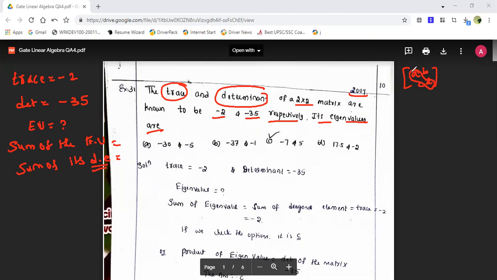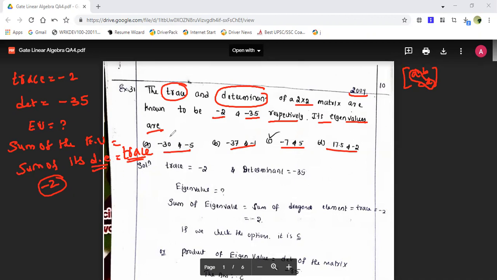Sum of the diagonal elements is also called the trace. Trace is nothing but the sum of the diagonal elements, which is given as minus 2. So from this only we can get the answer. That means the sum of the eigenvalues is equal to minus 2. Now eigenvalues are given, so out of these four options, which eigenvalues will have a sum of minus 2?